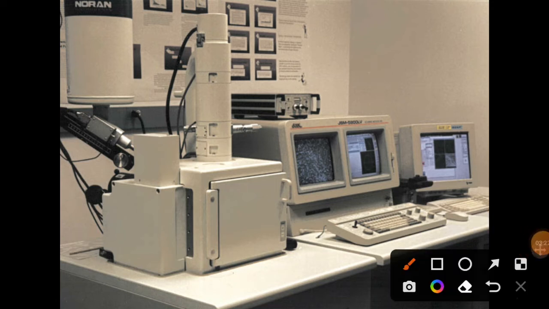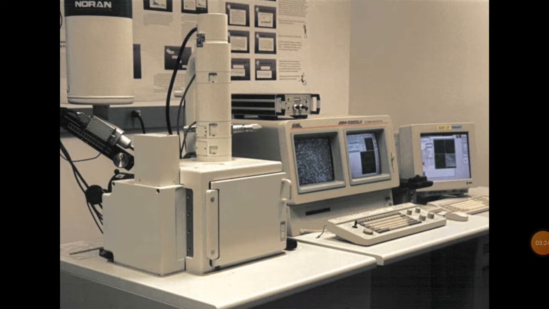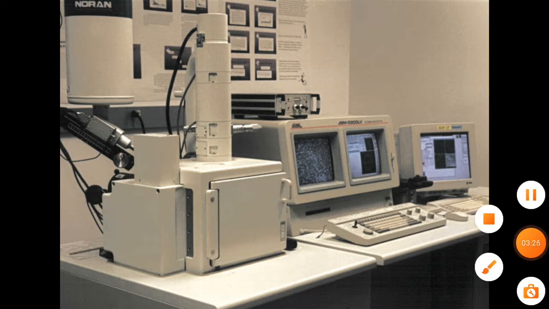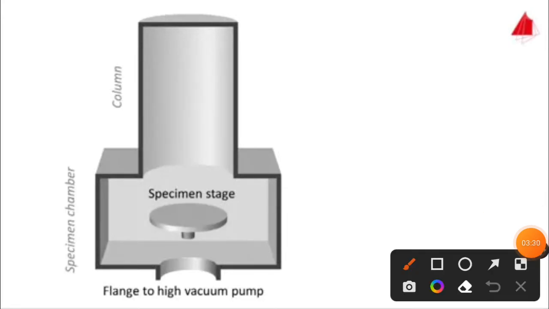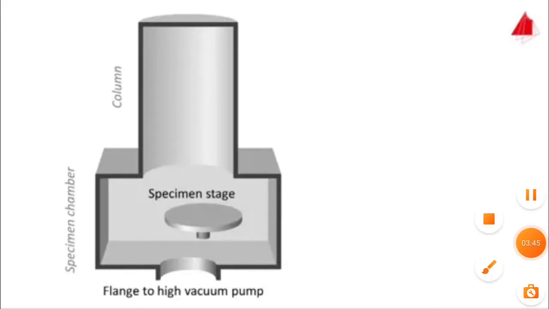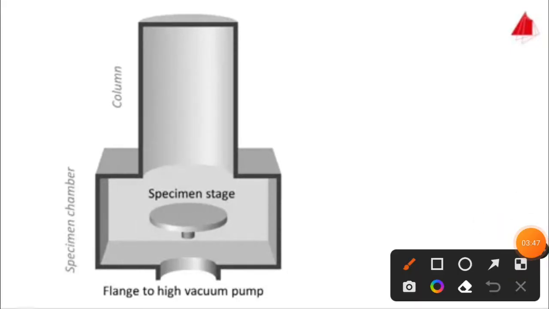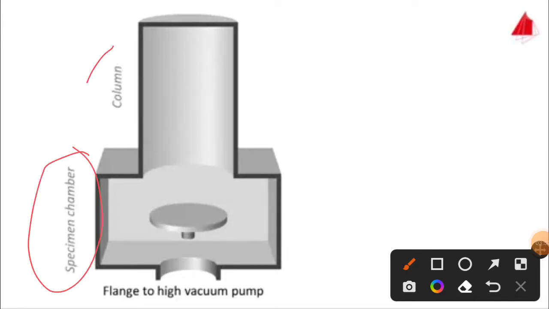Now it's time to learn about the working principle of SEM. This is a GIF that I have taken from the internet. I will provide the link of this GIF in the description box also. We will use these GIFs to understand the principle of SEM. First, the instrument of scanning electron microscopy consists of two parts: one is the specimen chamber, another is the column.